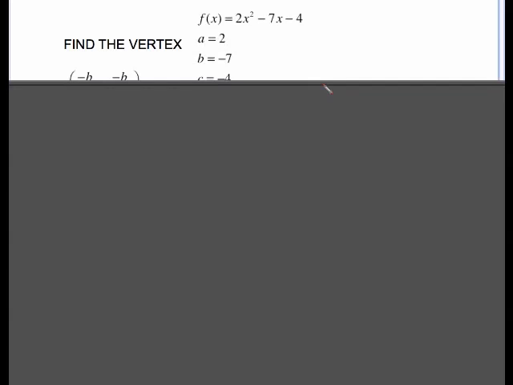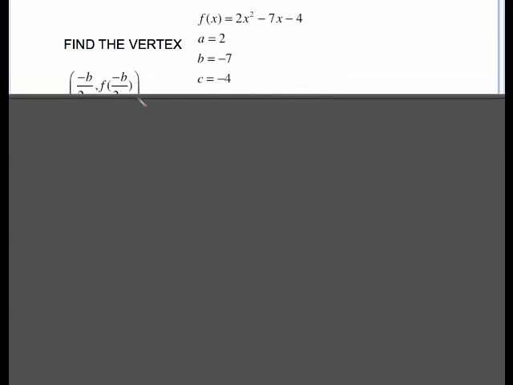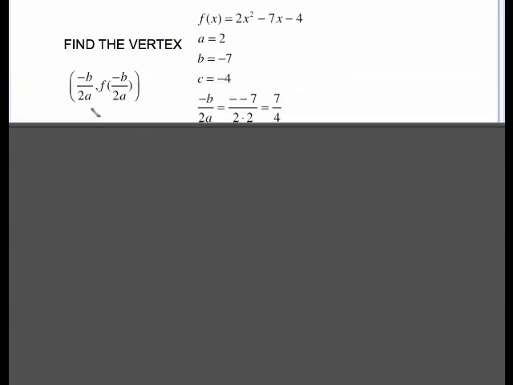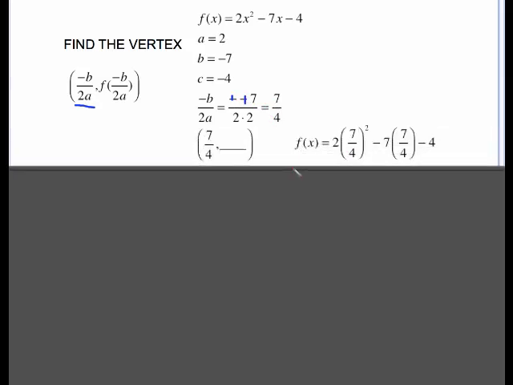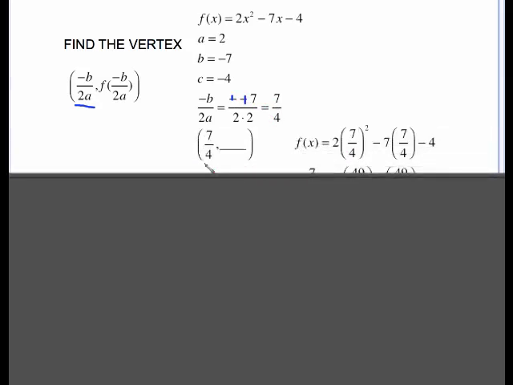Here's another one where I'm just going to ask you to find the vertex. There's my function. There's my naming of the a, b, and c. Here's your formula rewritten just to remind you what we want. So to get started, we're just looking at that formula right there, which is negative of b, which is negative of negative 7, over 2a, which is 2 times 2. Negative, negative turns into a positive, which gives me a positive 7/4. So my x coordinate of my vertex is 7/4.